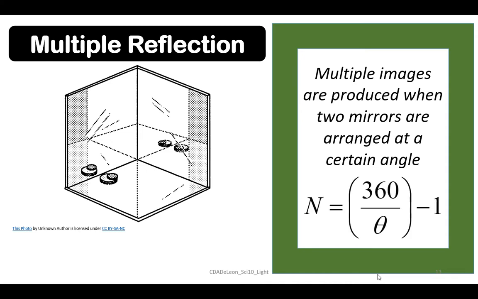We use this formula to get the number of images produced in a multiple reflection scenario. So n is equal to 360 divided by theta, minus 1. The theta there is the angle.